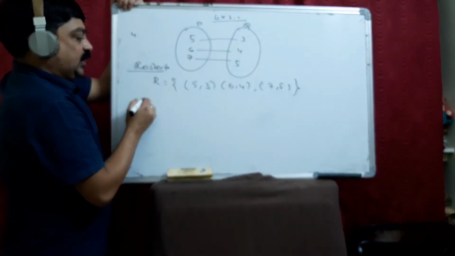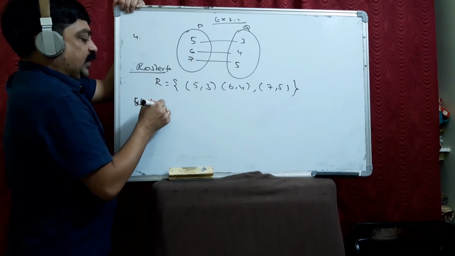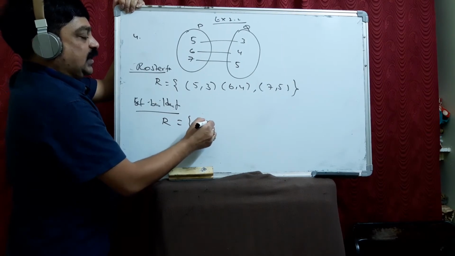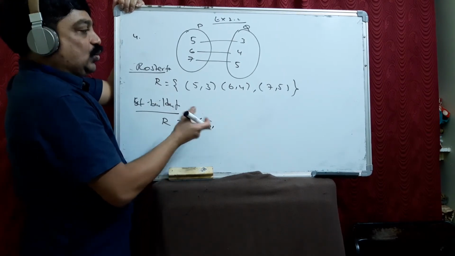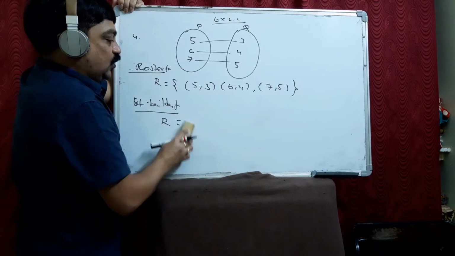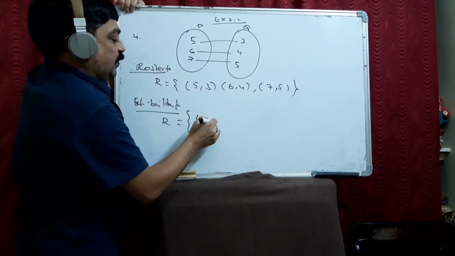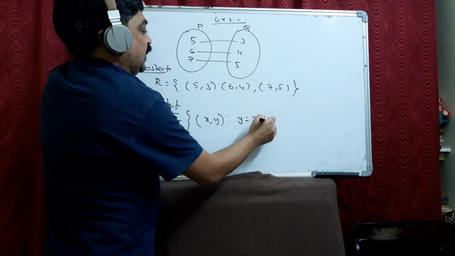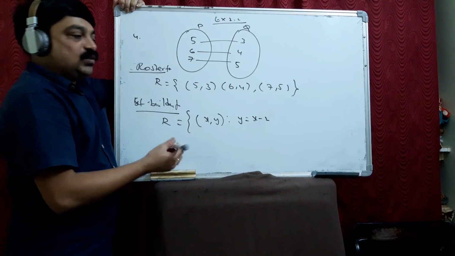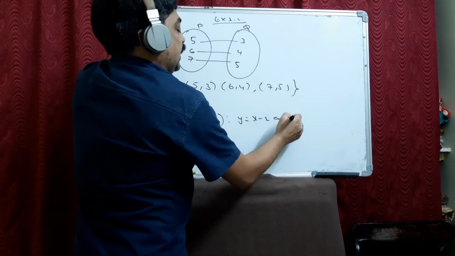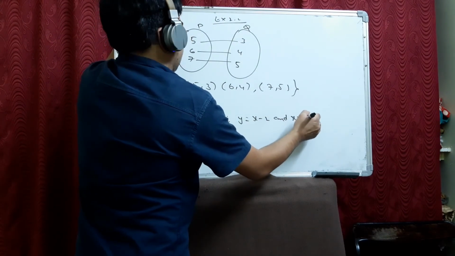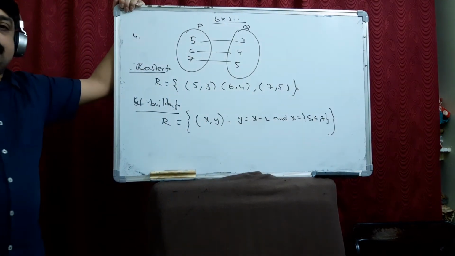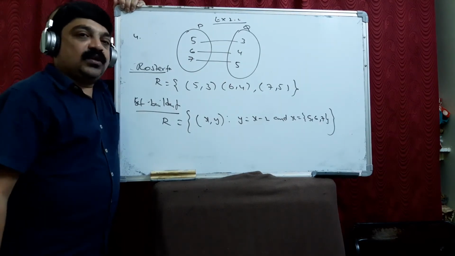If you check carefully, in set-builder form, how can you write? Such that if you take the first element, the second element is 2 less than the first element. Is it right? So I write like this: {(x, y) such that y is equal to x minus 2, and x is equal to 5, 6, 7}. Or 3 you can write here.